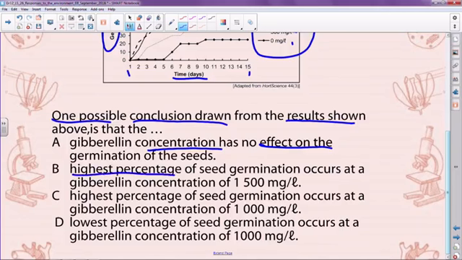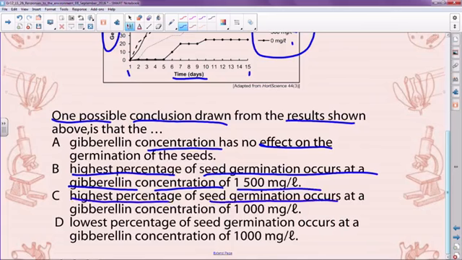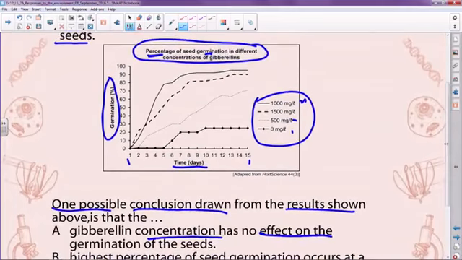The highest percentage of seed germination occurs at gibberellin's concentration of 1,500 milligrams per liter. The highest percentage of seed germination occurs at gibberellin's concentration of 1,000 milligrams per liter. And the lowest percentage of seed germination occurs at gibberellin's concentration of 1,000 milligrams per liter. So in other words, what they're trying to say is, if you have a look at germination, we're looking at which is the highest percentage, okay?